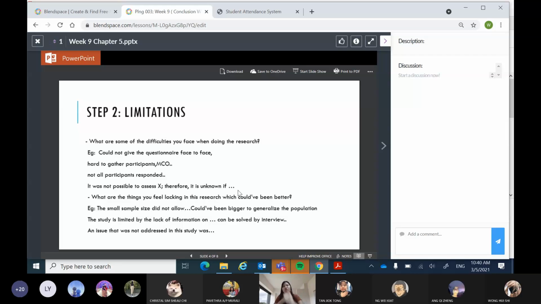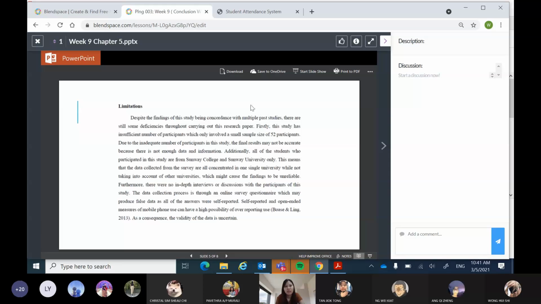Okay, so what are the drawbacks, shortcomings, disadvantages, weaknesses of your research? You put it in this section. So it will look something like this. There are still some deficiencies. So for example, insufficient number of participants. Okay, next, all the students who participated in this study were from Sunway College and Sunway University only. Okay, so that means the data collected were all coming from just one university, while not taking into account other universities, so therefore it might cause the findings to be unreliable.